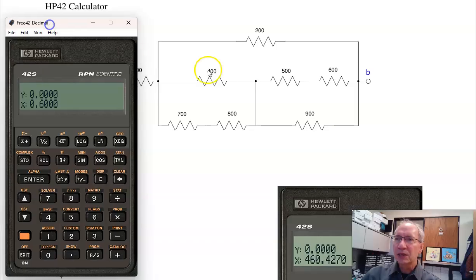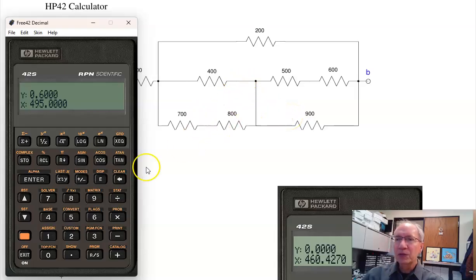So in this case, what we have is 500 in series with 600: 500, enter, 600. HPs use the stack. You set up the stack, then do the operation. That's 1100 in parallel with 900. So take the inverse, take 900, take its inverse, the stack is set up, add the inverses, take the inverse, so this is 495 ohms.